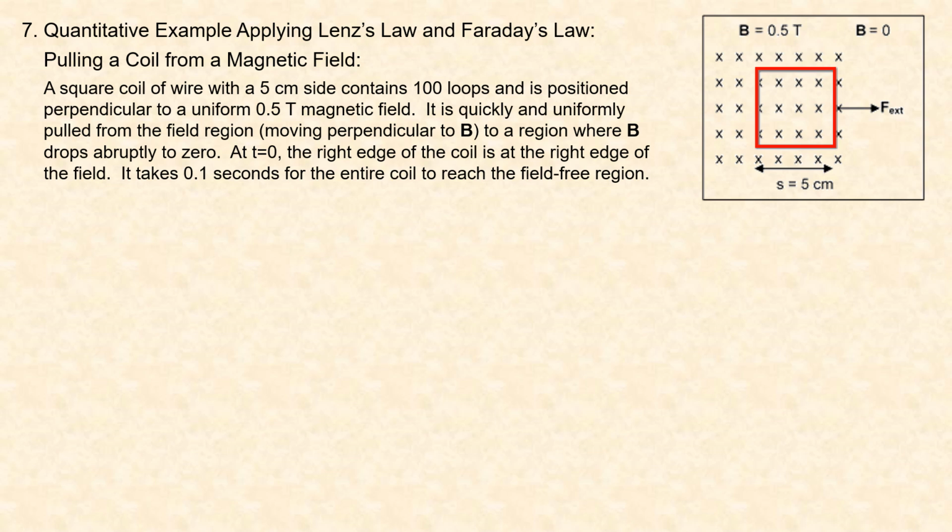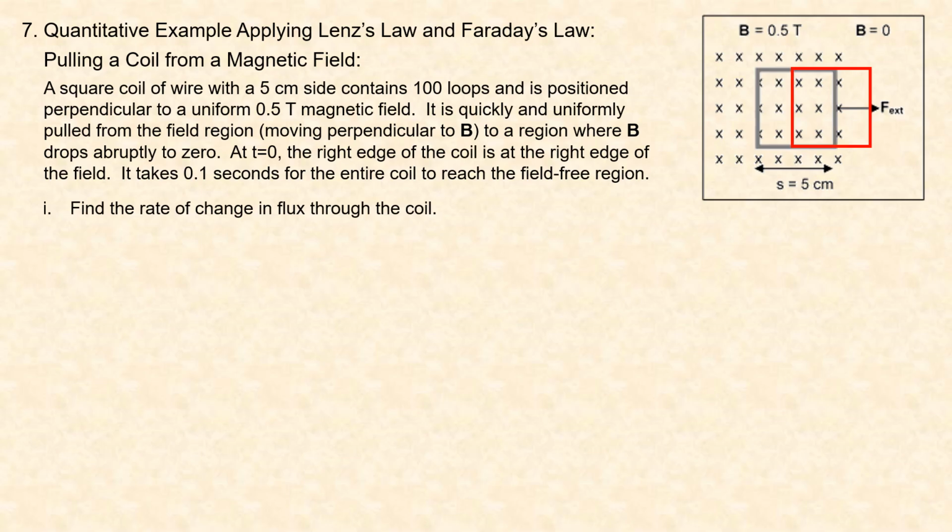So right at the start of the problem, at time 0, you see here that the right edge of the coil is at the right edge of the field region. And it takes 0.1 seconds, a tenth of a second, for the entire coil to reach the field-free region. So in other words, in 1/10 of a second, that coil will move a distance equal to its length, so that the left-hand edge will now be in the field-free region. So we are first asked here to find the rate of change of flux through the coil.